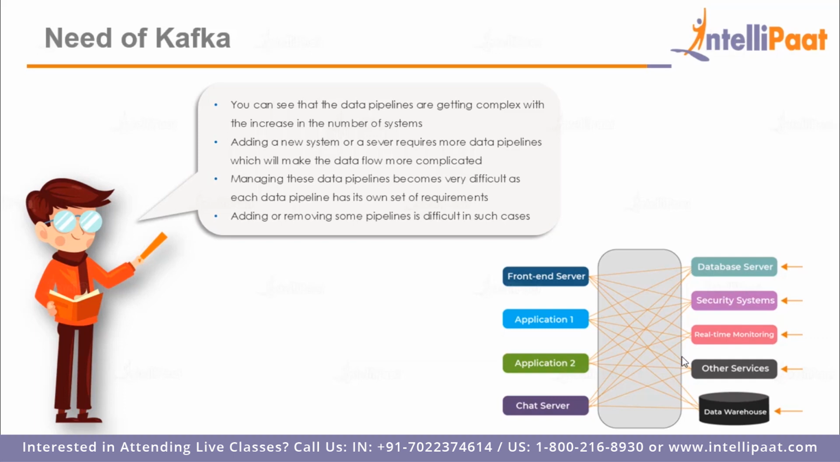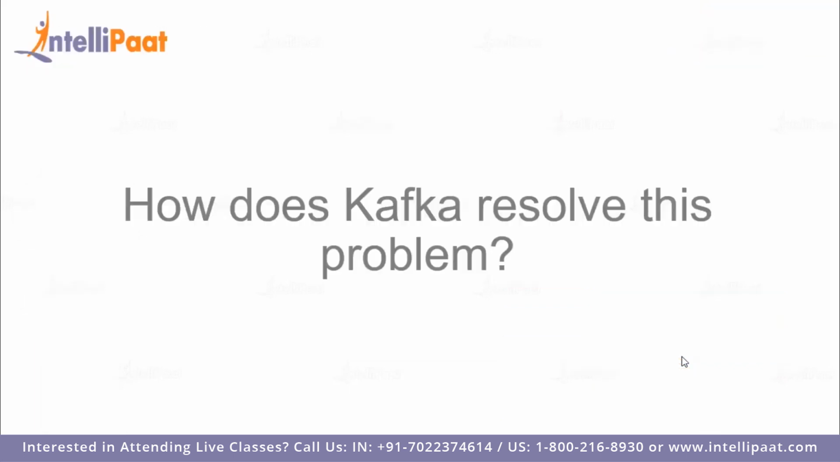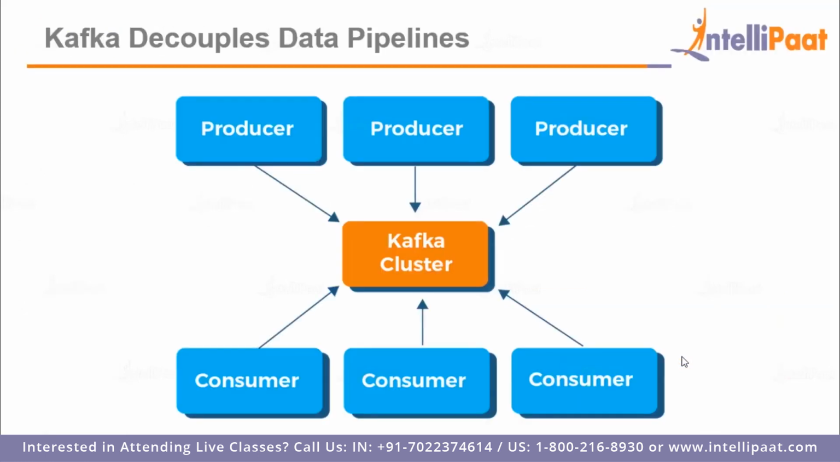And even adding or removing some of these pipelines is difficult in such cases. So this is where Kafka comes in to solve this problem. Now, Kafka is basically a messaging system. Now, what is a messaging system? Just consider that this is a system which sits between the front-end servers and the back-end servers, and this basically decouples all of the data pipelines.